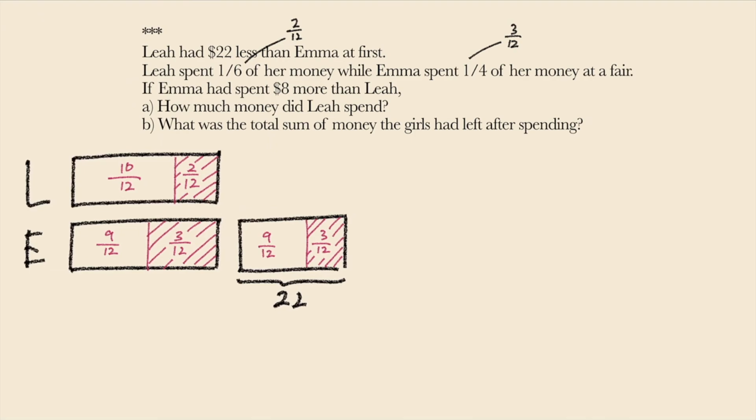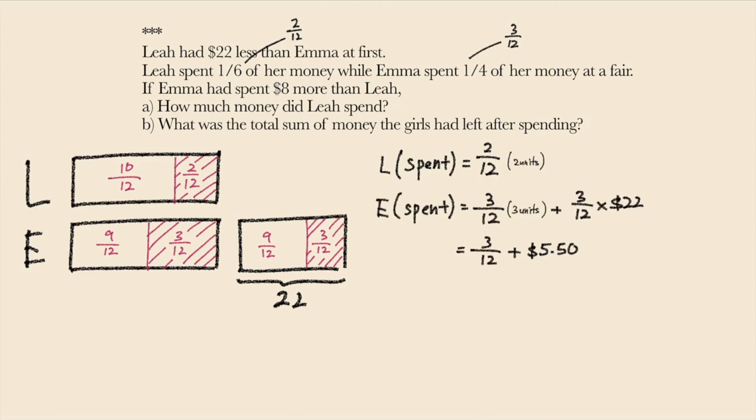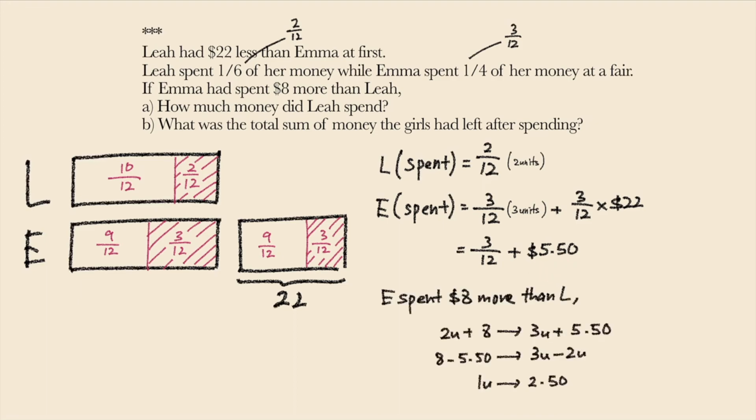So let's see what we can do about this. Leah's spending is therefore 2 out of 12. Think of this as 2 units out of a total of 12 units. Now what's Emma's spending? Emma's spending is actually 3 units, and on top of that 3 12s of $22. That's a real number right there, and it's $5.50. We're told that this is $8 more than 2 units, so we can say that if we add $8 to this, it would be the same as this. So adding $8 to 2 units would be the same as 3 units plus $5.50.